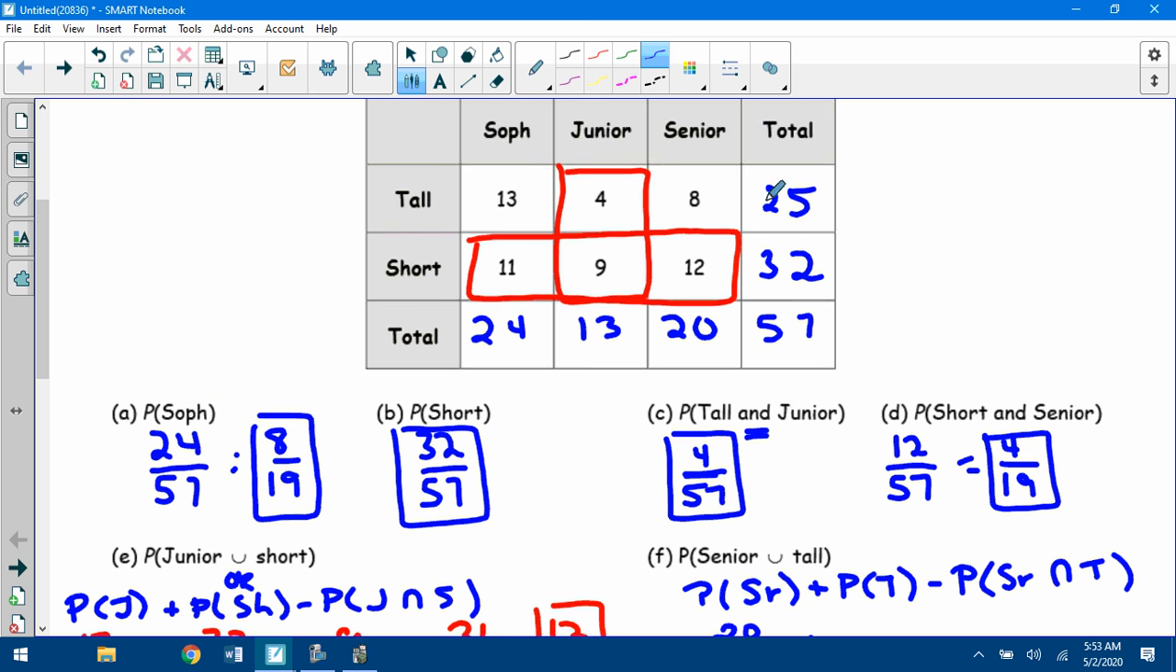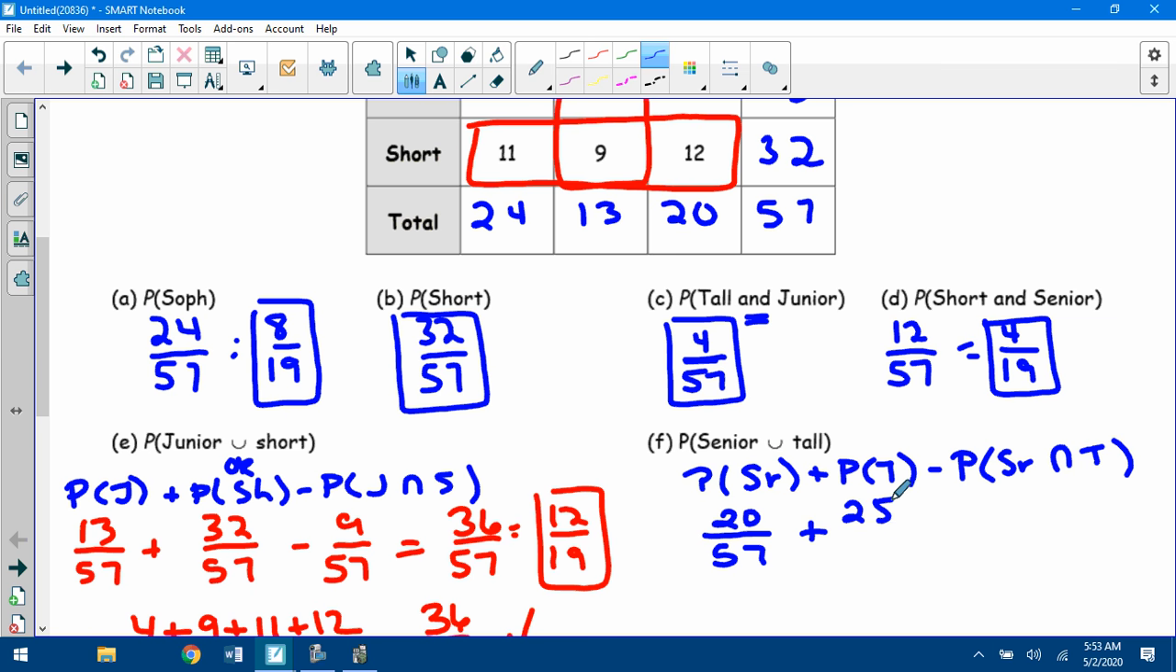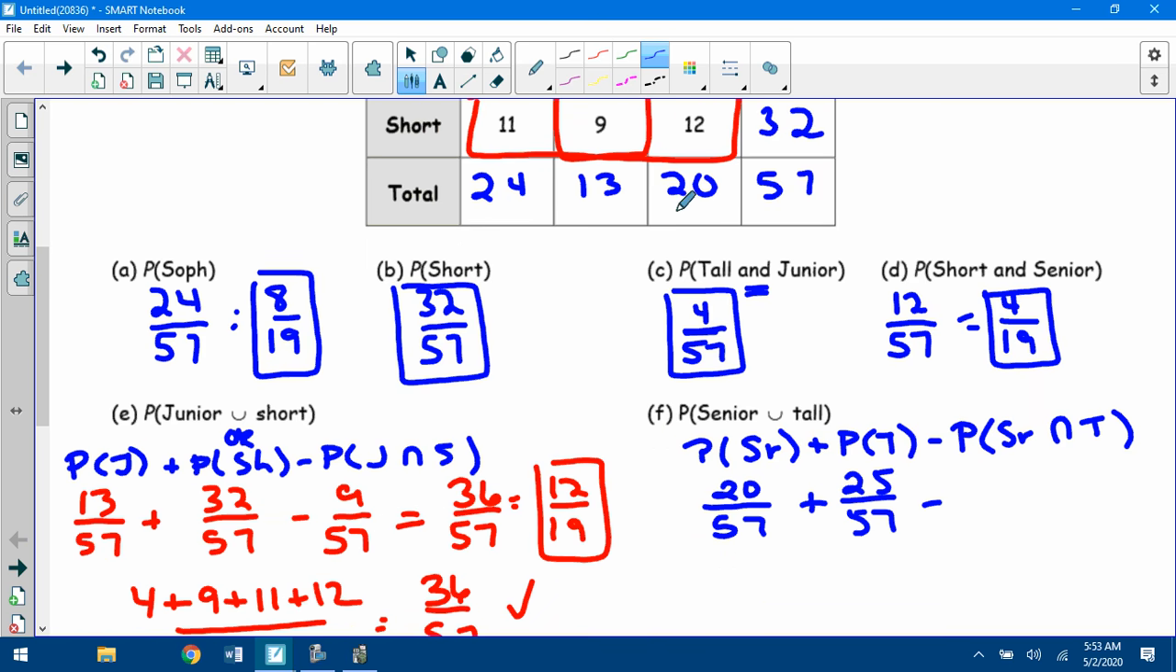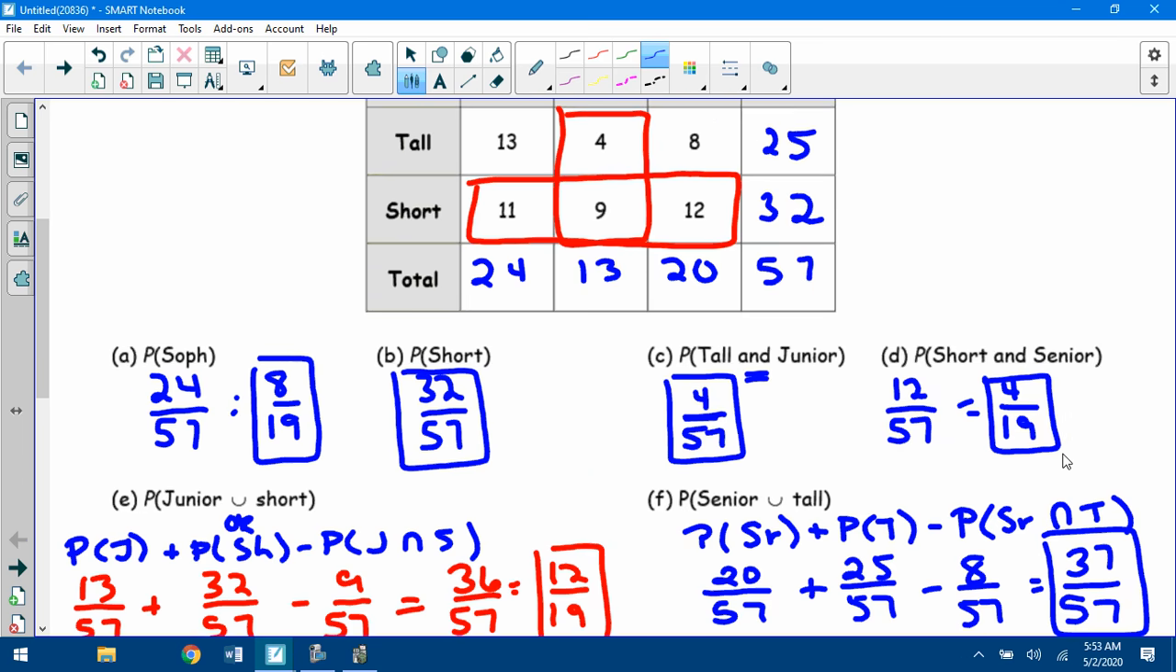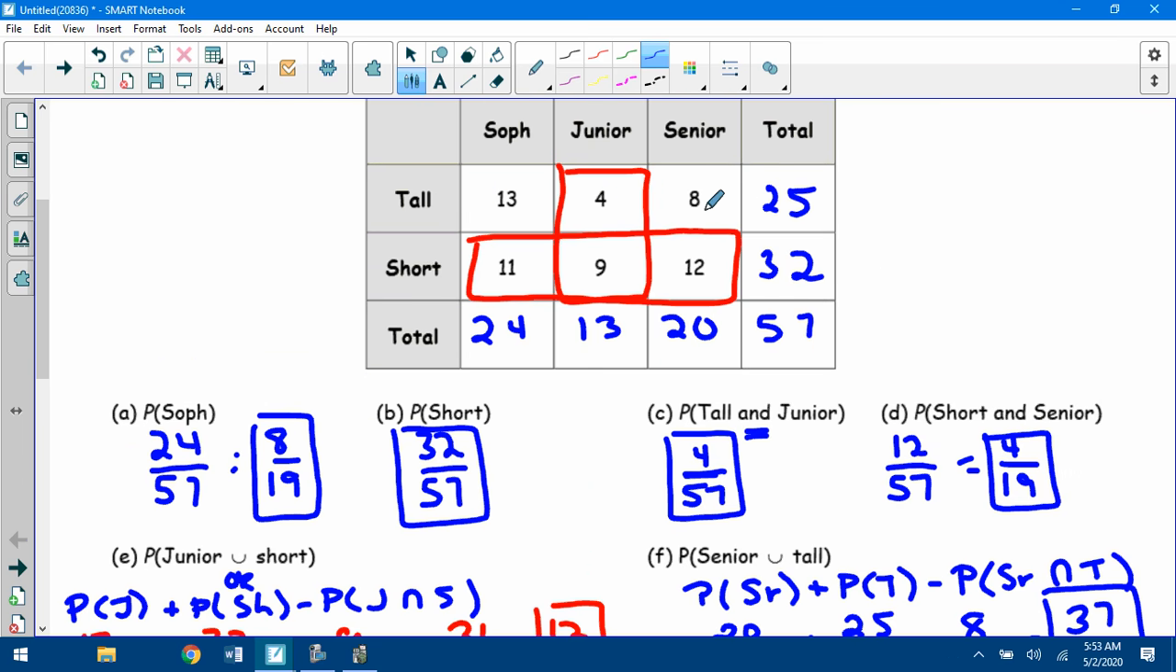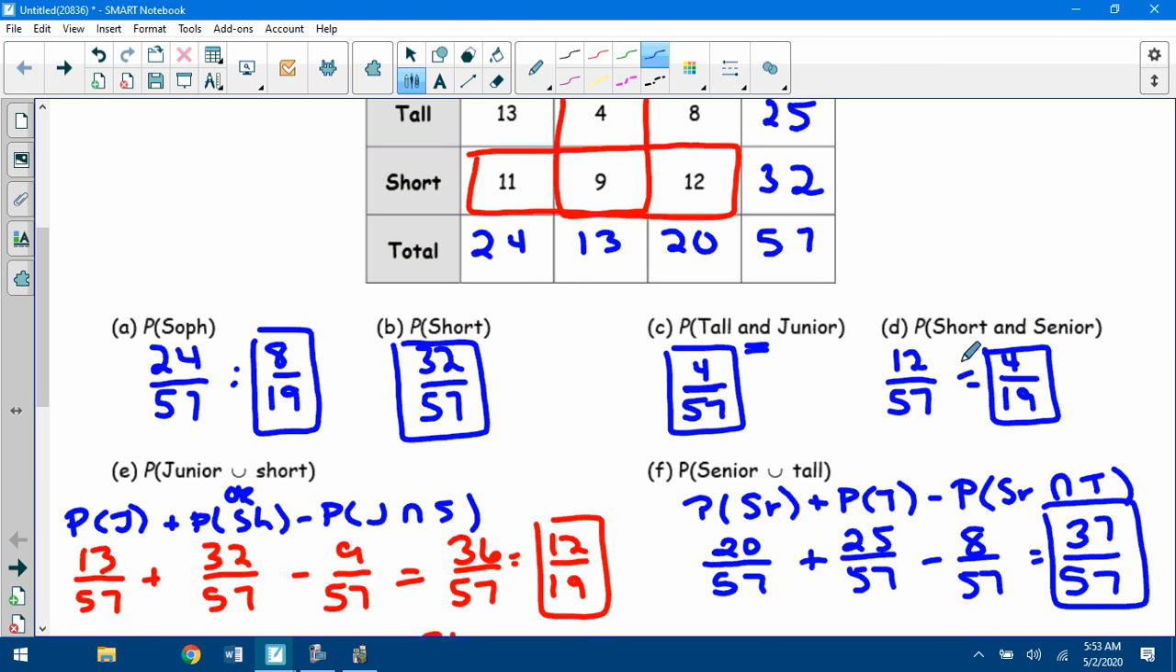Probability of tall is 25 out of 57, minus the probability of senior and tall at the same time, which is 8 out of 57, because remember we can't count that twice. So this would be 45, and 45 minus 8 would be 37 out of 57. Or you could just count how many seniors, 20, plus how many more talls. So that's 20 plus 17, 37 out of 57.